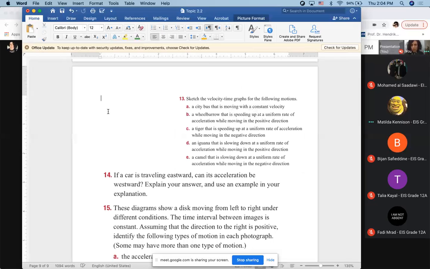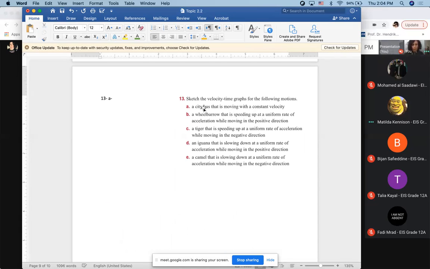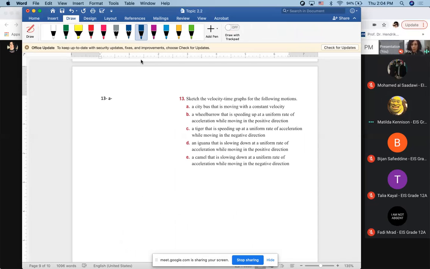All right, so Matilda, 13A, I'm gonna create some space to draw a graph. A city bus that is moving with a constant velocity. I'm gonna pick a pen. This is the VT graph, VT. Okay, how do you think I should draw the velocity time? Is it horizontal? Is it a straight line or is it a curve? Well, it's constant velocity. It's constant. It has to be straight at least. Yeah, straight meaning this or meaning this?